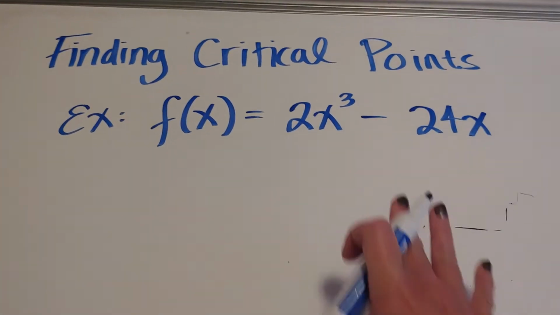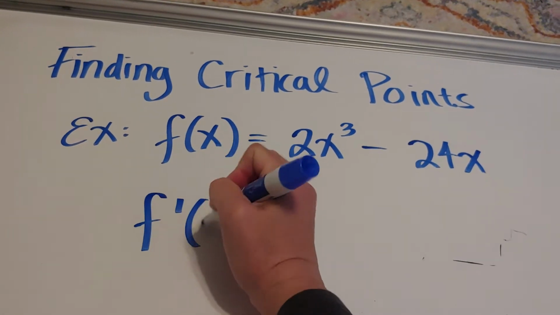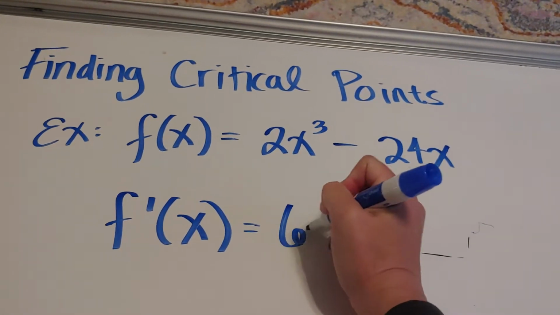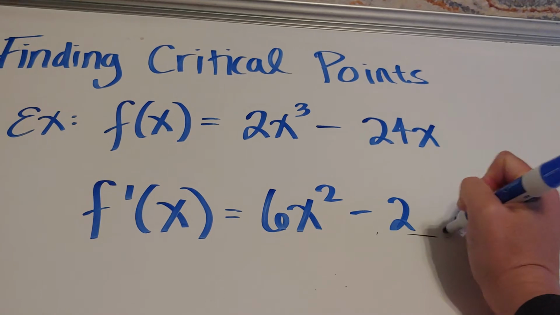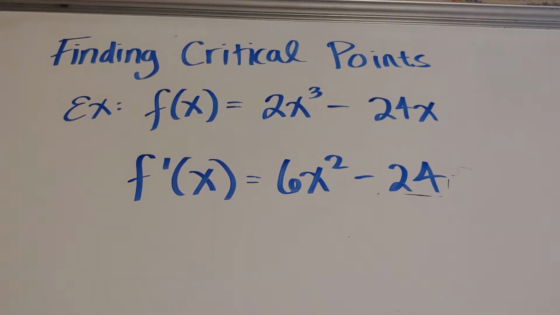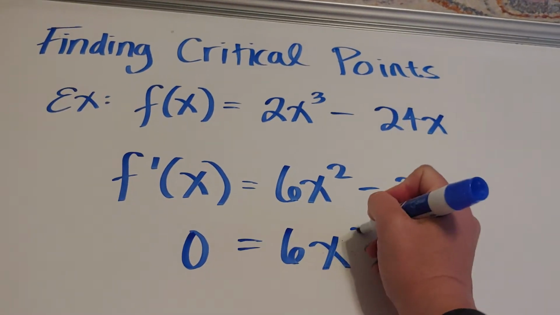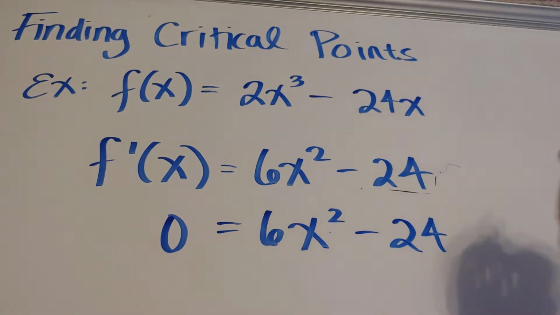Okay, so the first step when you want to find critical points is you want to find the derivative. So this is just a case of power rule. Looking pretty good so far, I think. Okay, so step 1 is take the derivative. Step 2 is set equal to 0. And step 3 is solve.